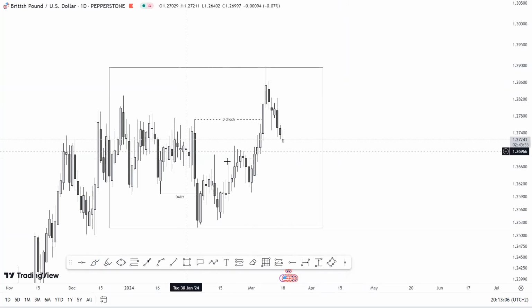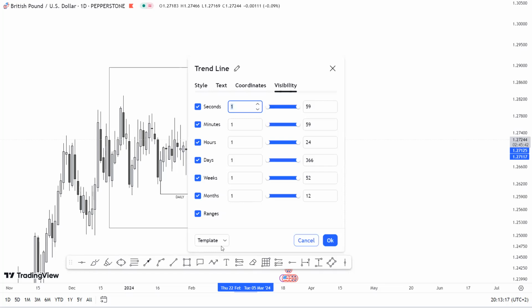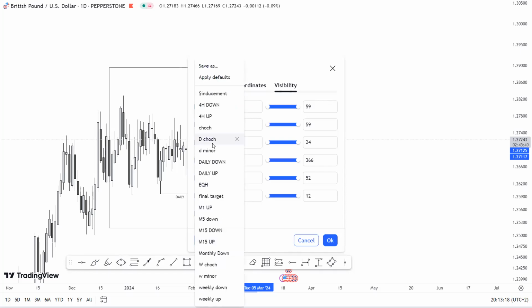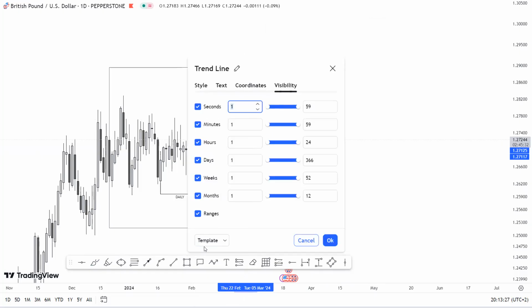So now within our overall structural picture, we could see that the last daily break is this one, which is the minor daily. I think I do have daily minor. Okay.